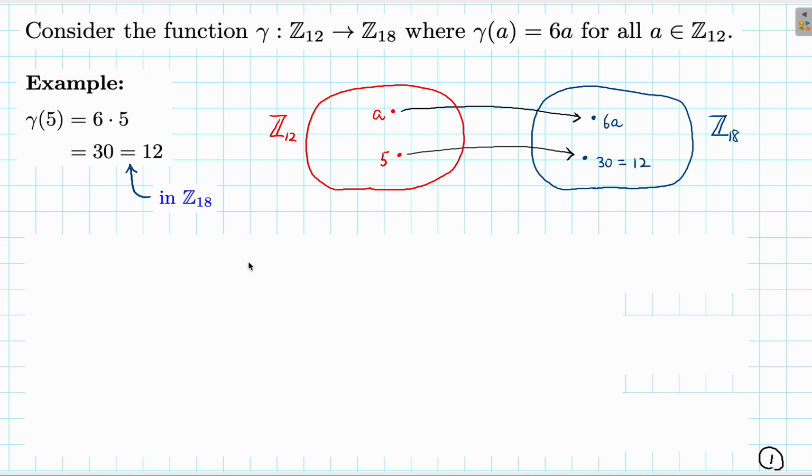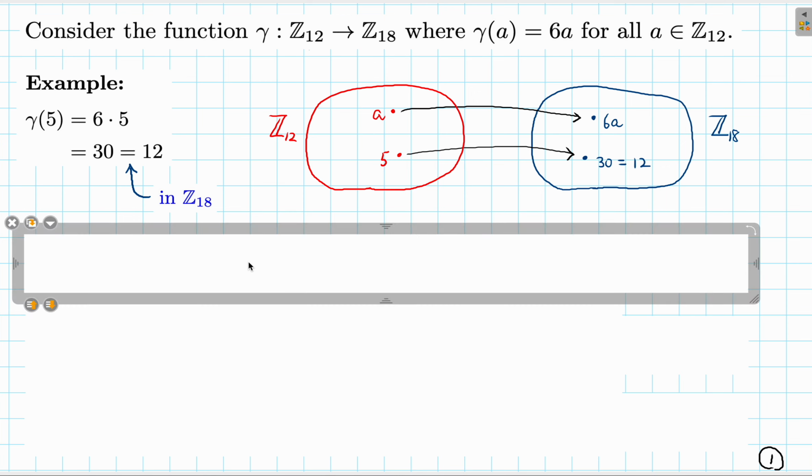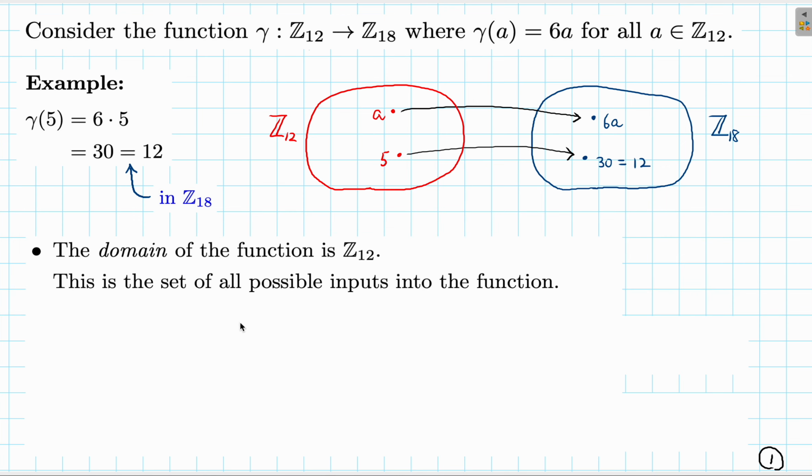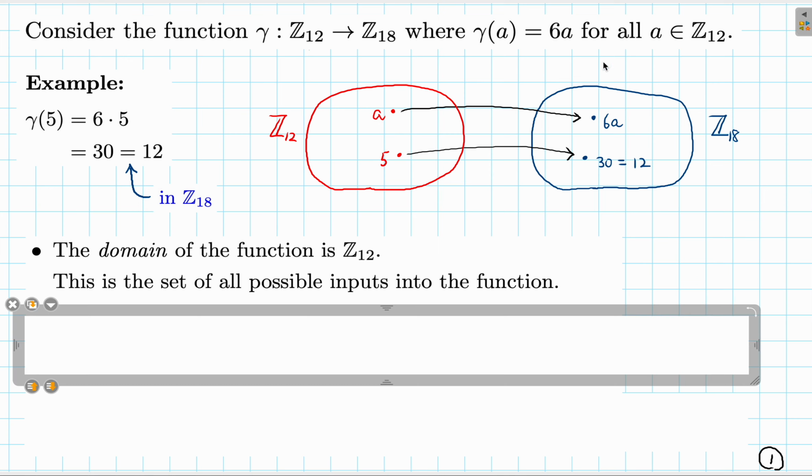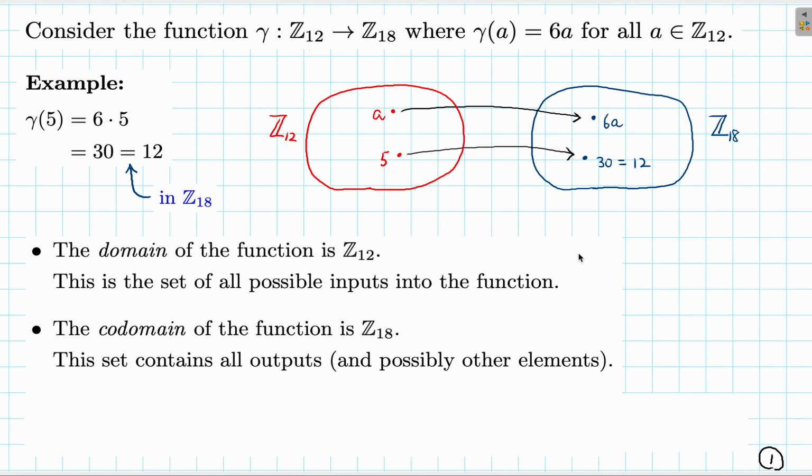Now, here are several components of this particular function. First is the domain. The domain of this function is Z12 because domain refers to the set of all possible inputs into the function. So here's the domain of our function gamma. Now what about Z18? Well, that's the codomain of the function. This set, Z18, the codomain, contains all outputs and possibly other elements of the function. We'll say more about that later in the lesson.